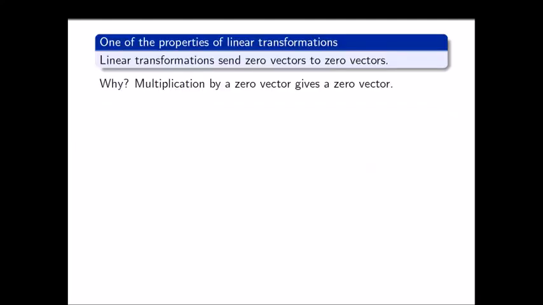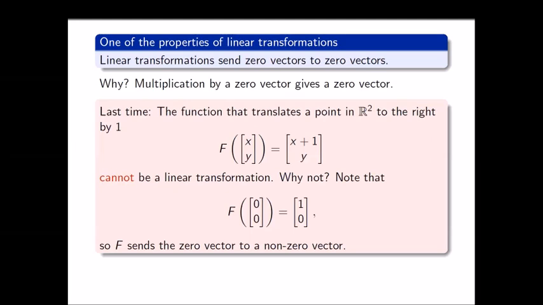So the first property is that linear transformations send 0 vectors to 0 vectors. The reason for that is that multiplication by a 0 vector gives a 0 vector. And we actually saw an example last time. We saw this example of a translation where this f translates every point in R2 to the right by 1, and we concluded that this f cannot be a linear transformation. And the reason that we actually used was that it took the 0 vector to the vector (1, 0). And that gave us a contradiction.